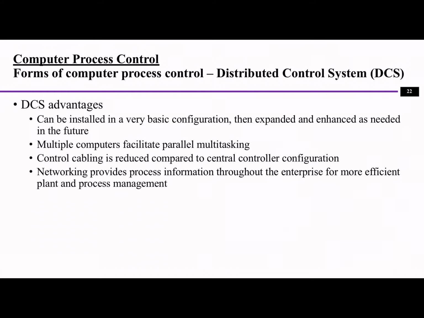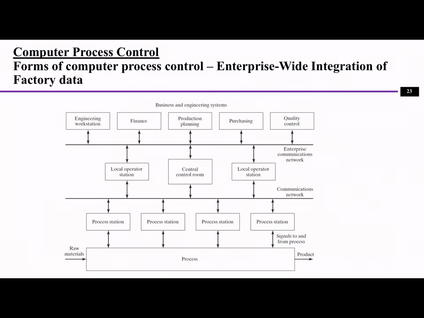Advantages of the distributed control system are that it can be installed in a very basic configuration, and then it can be expanded, right? When we add more processes, we can add more computers and just connect them to the existing network. Also, multiple computers can facilitate parallel multitasking. The network also provides process information throughout the enterprise for more efficient plant and process management. So this is the enterprise-wide integration of the factory data.